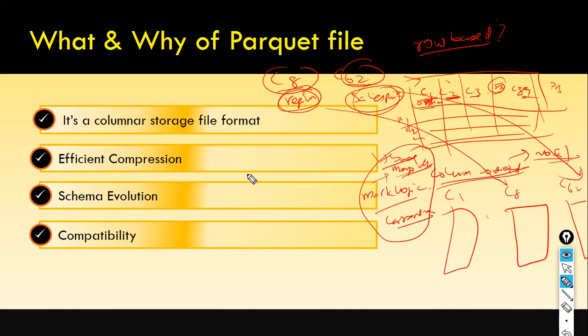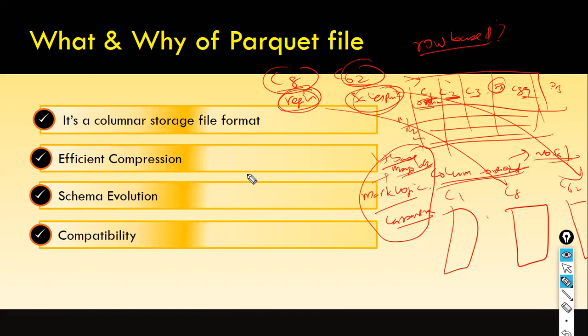So the next one is schema evolution. What is schema evolution? If you want to make changes to the schema without modifying existing data, that is also pretty fast. For example, you want to rename a column or something, it will be pretty fast. And importantly, compatibility. It's compatible with the Parquet data file, and with a wide range of big data processing frameworks and tools.